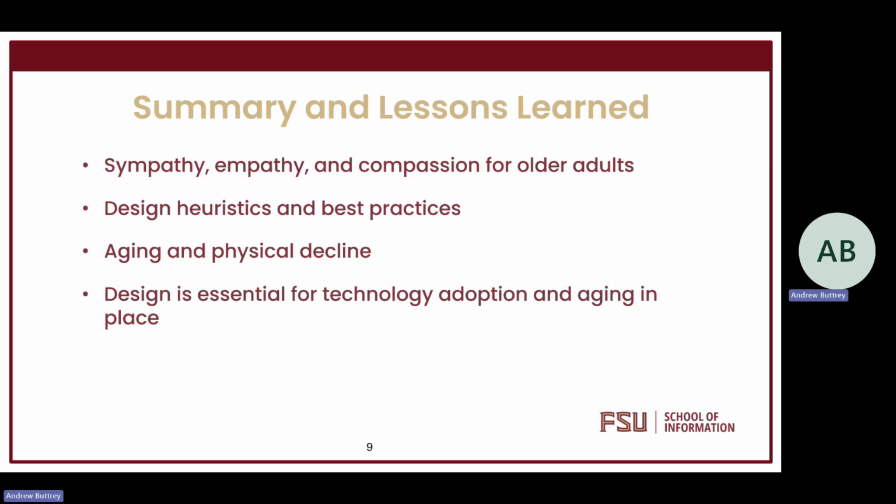In closing, this project taught me several important lessons. First, designing for older adults requires empathy, patience, and an understanding of the challenges associated with aging and technology adoption. Second, I learned how usability heuristics can guide thoughtful and evidence-based design decisions. Third, I gained a greater appreciation for how physical and cognitive changes affect technology use. Well-designed technology can support independence, accessibility, and aging in place, but only if it is simple enough for older adults to use confidently. Thank you so much for your time.